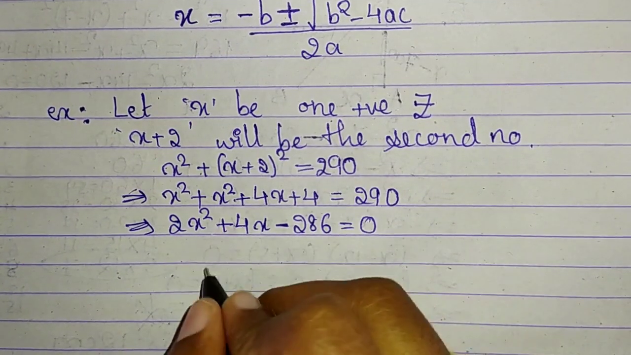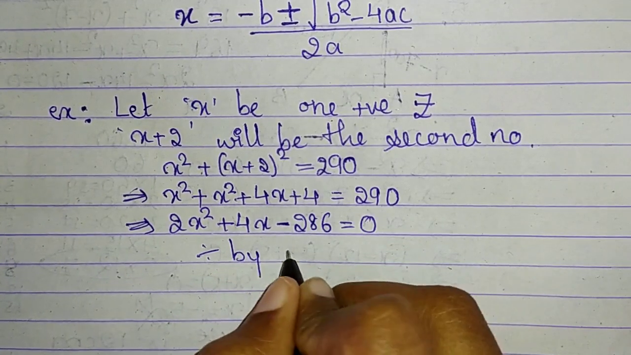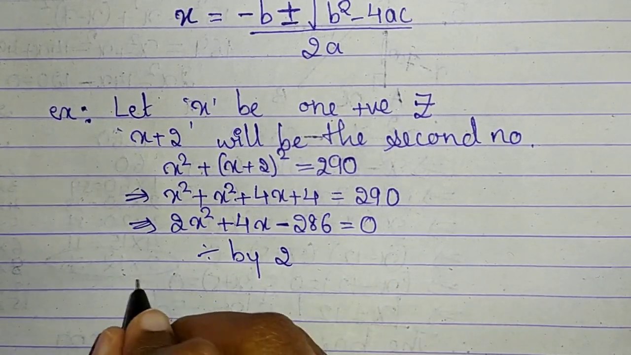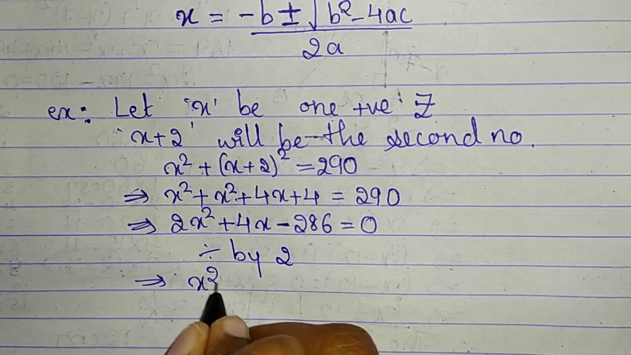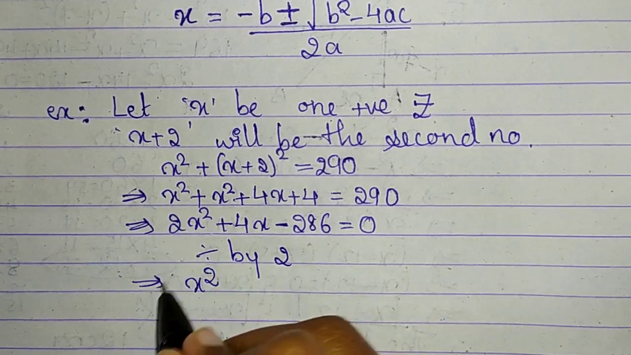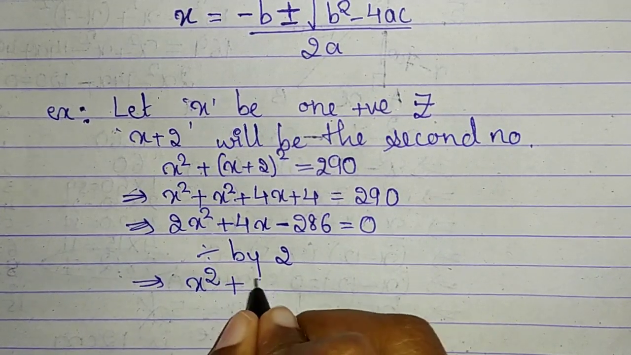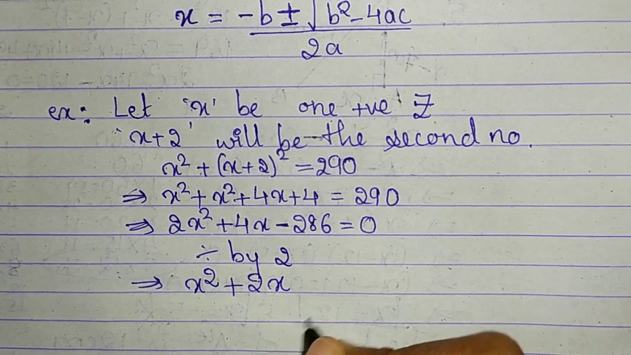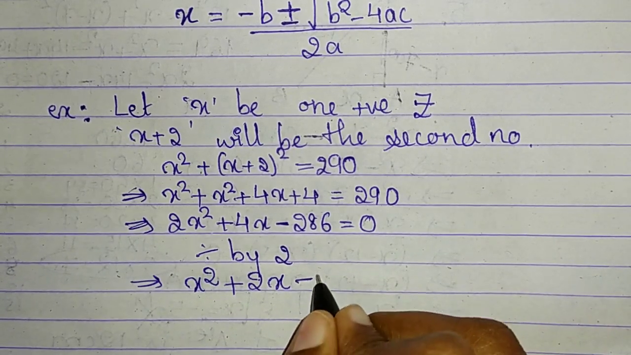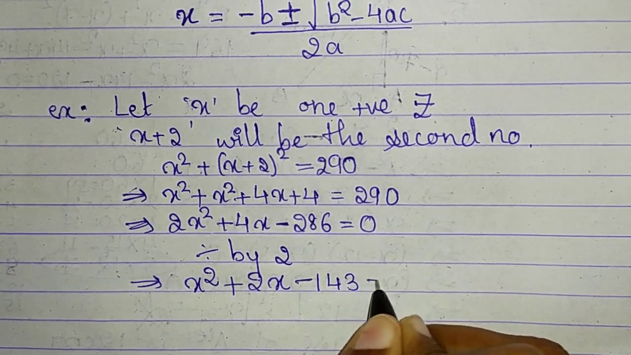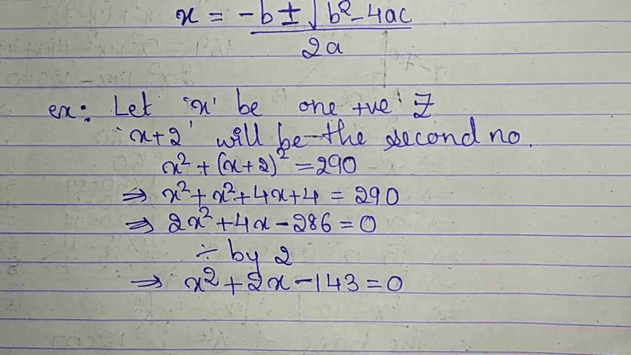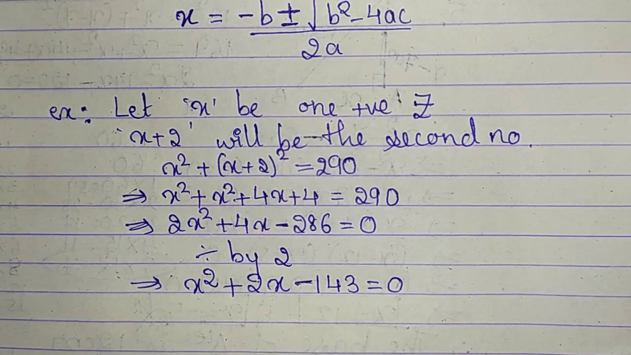We can further simplify it by dividing by 2. Divide the whole equation by 2. The equation reduces to x², because 2x² by 2 cancels to x². Similarly, the second term will be 2x, minus 143, which is equal to 0. This is the quadratic equation which we have to solve using the quadratic formula.